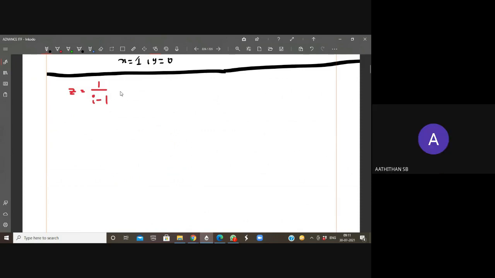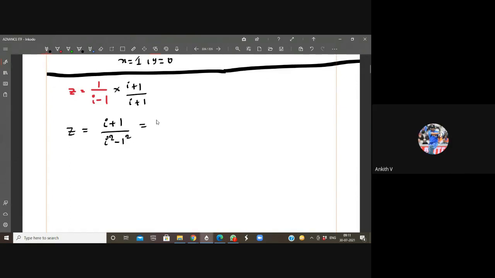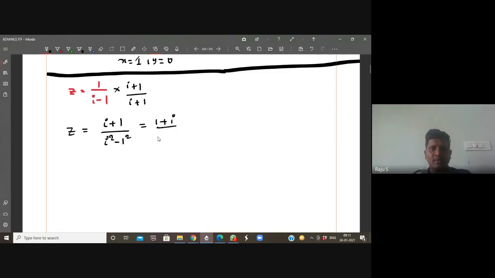What shall we do? Simplify this, sir. We get it in the form of a plus ib. Rationalize here. So the numerator is iota plus 1 by iota square minus 1 square. So this is equal to (iota plus 1) divided by minus 2, divided by minus 1, that is, minus 1 by 2 minus iota by 2. Am I right? But they are asking for Z conjugate, that is equal to minus 1 whole divided by 2, we will write minus 1 plus iota. Minus iota becomes plus iota.